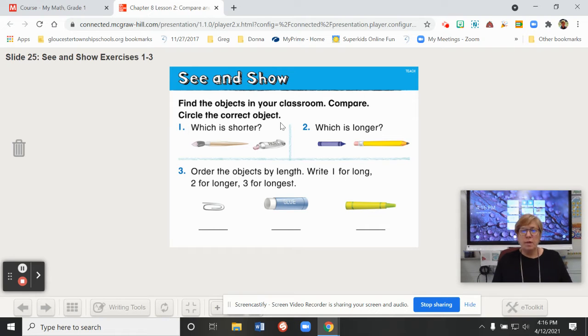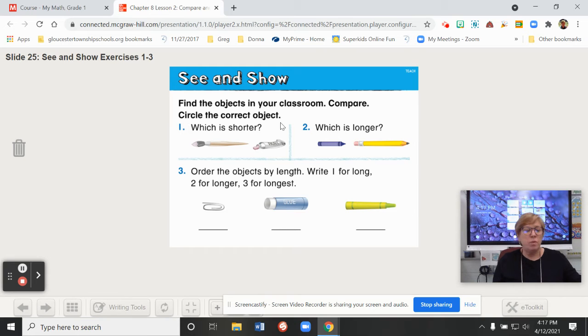Now, in this, for the pencil, I do happen to have a pencil. Let me get out my crayon here. And a crayon. Which is longer? Which would you circle that's longer? Would it be the pencil or the crayon? Circle that now.